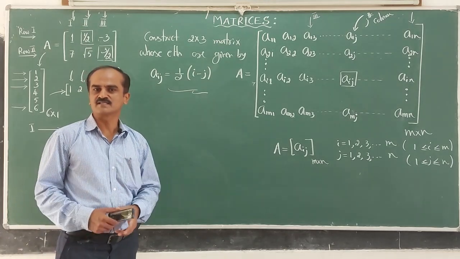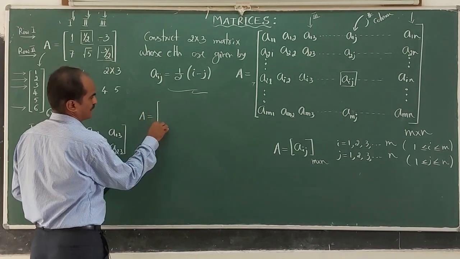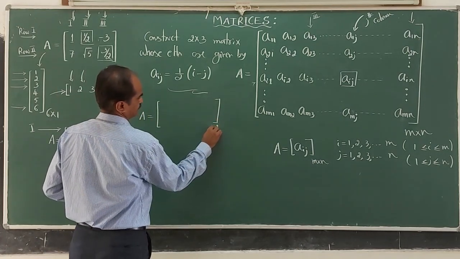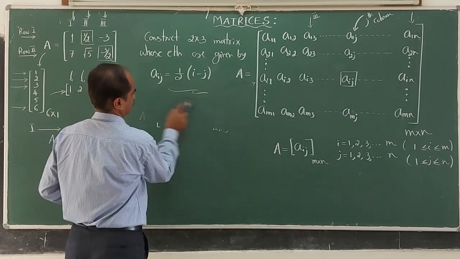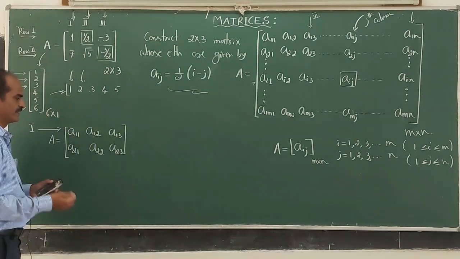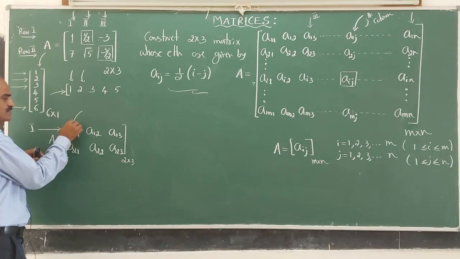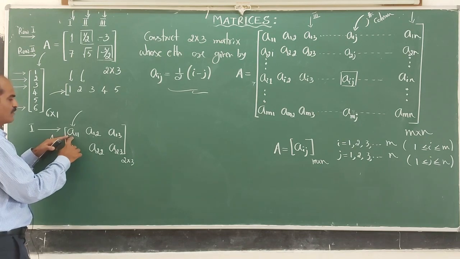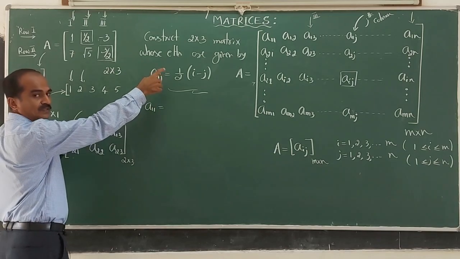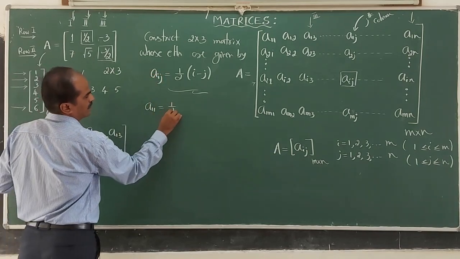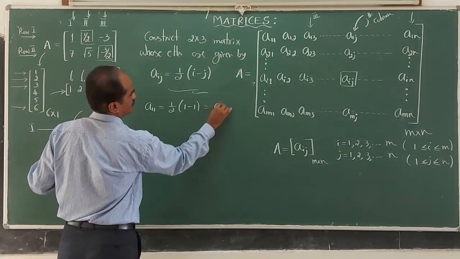The procedure to construct the matrix is, first we will write a general 2 by 3 matrix. You know already how to write it. Here it is, I have written it already. It is a 2 by 3 matrix. Now let me find out the values of these elements one by one. I want to know what is A11. How to find A11? Use this rule. It is half of i minus j. What is i? 1. What is j? 1. That is equal to 0.